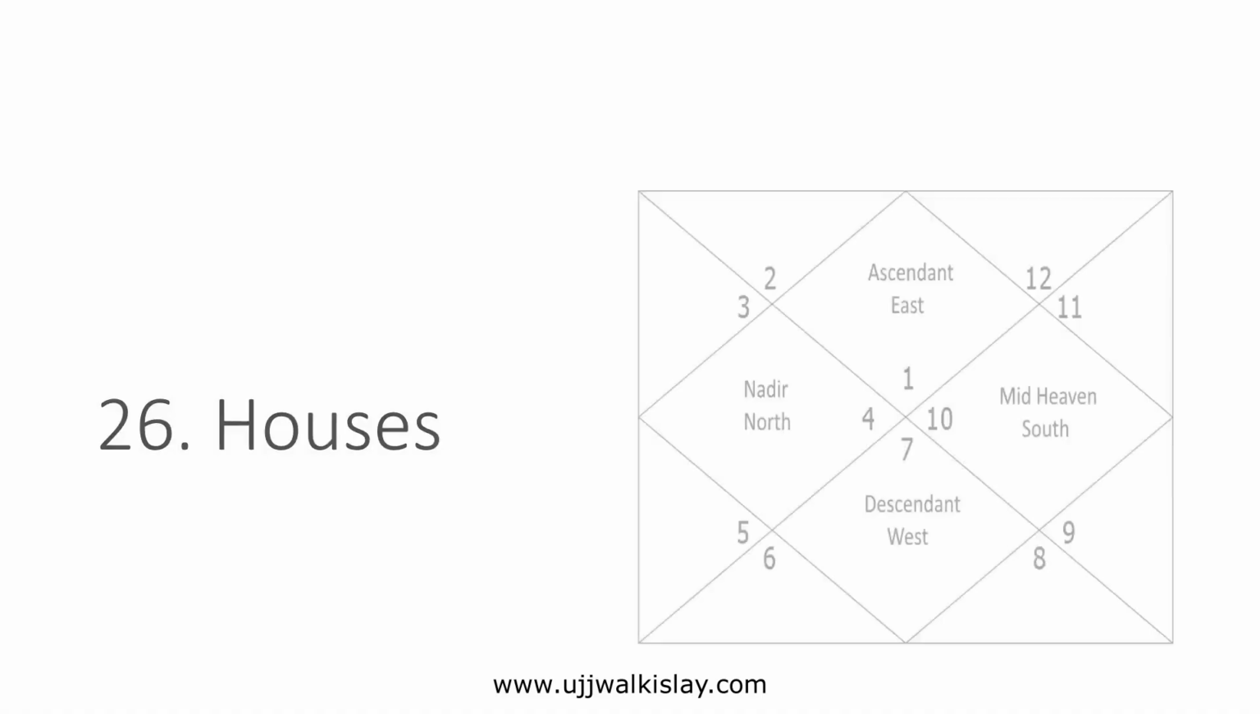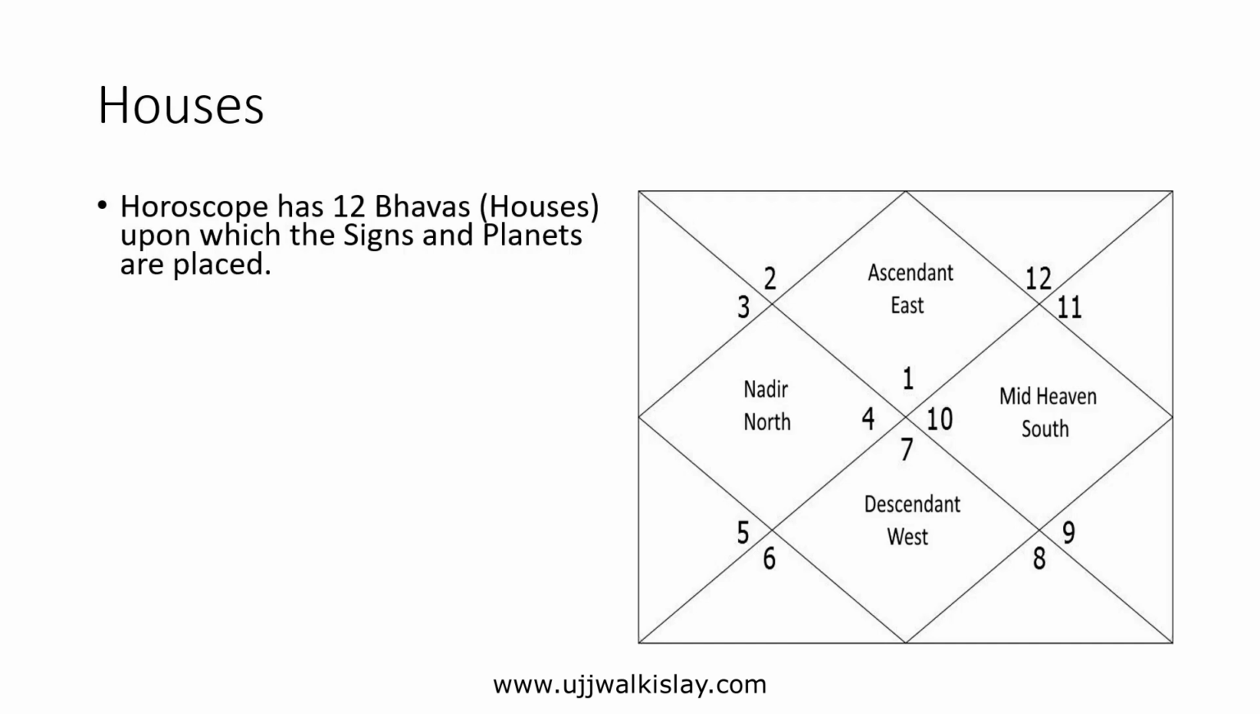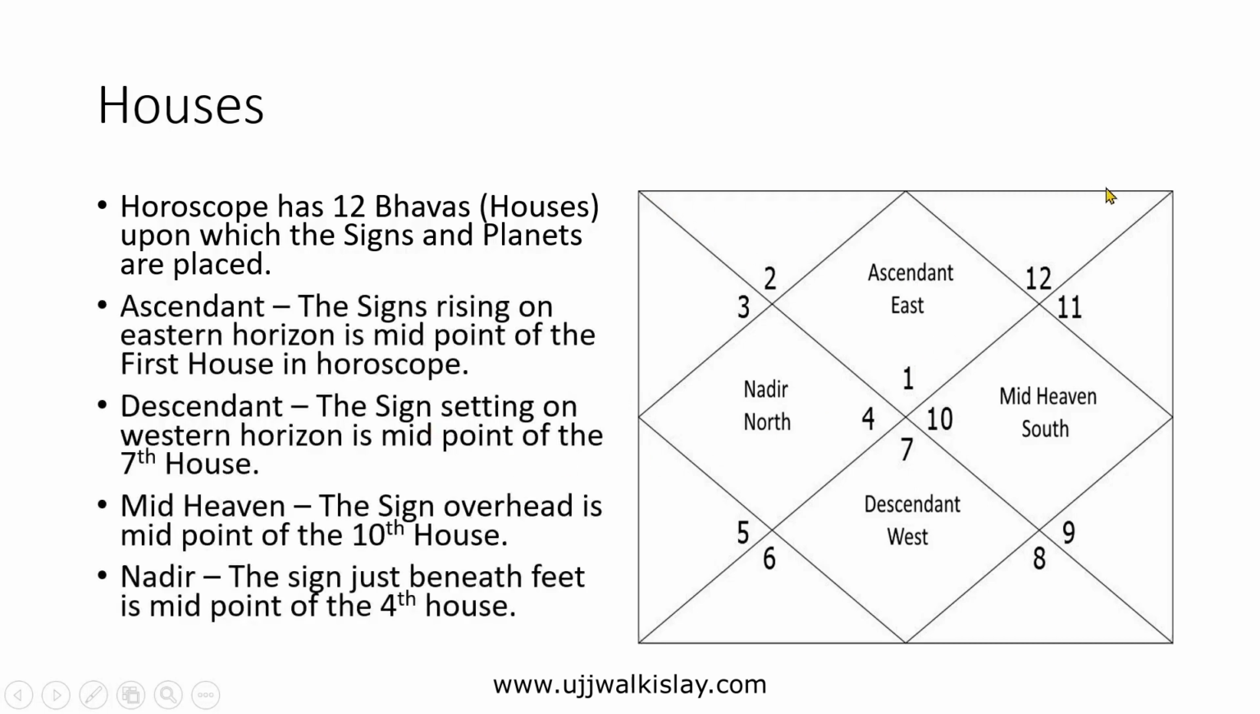Houses. Now, a horoscope has 12 houses or bhavas upon which the signs and planets are placed. Here in the diagram, you can see a North Indian horoscope. It is also known as the diamond chart. In this diagram, there are 12 houses.